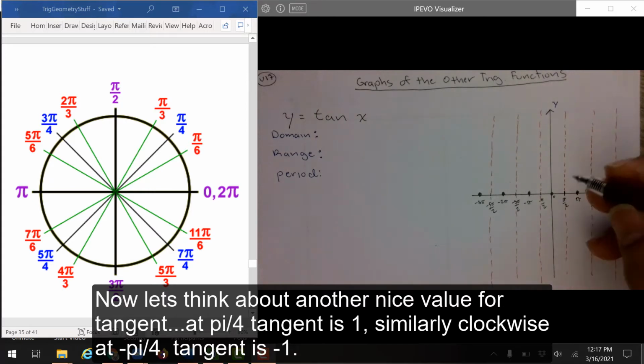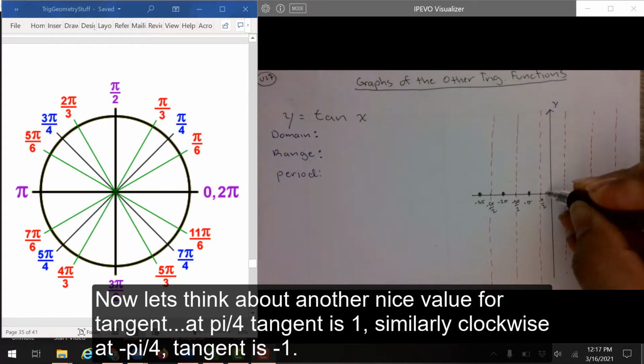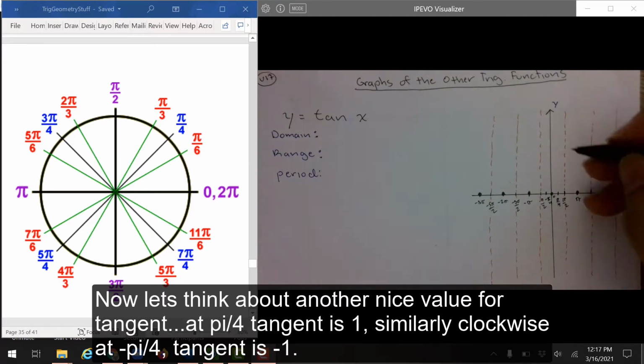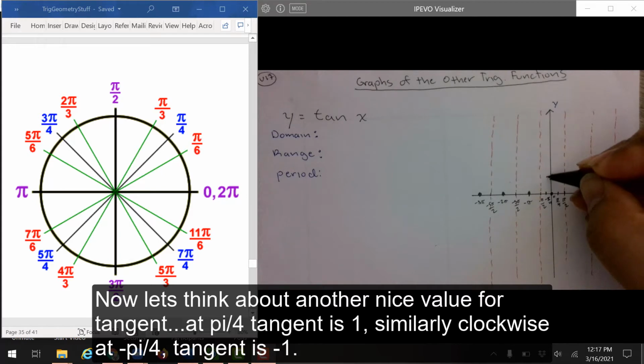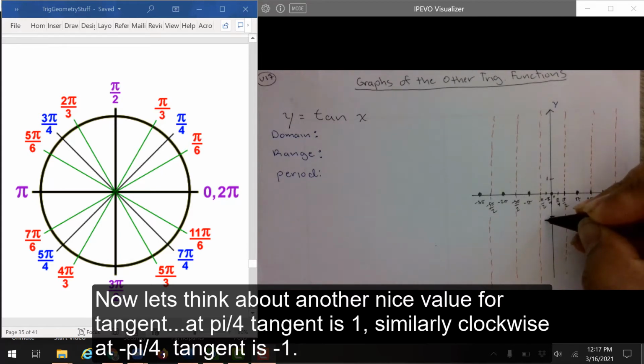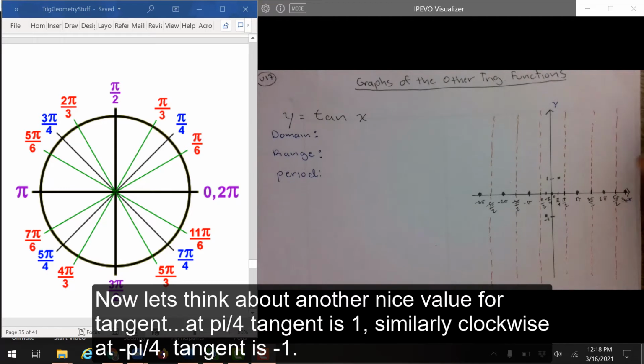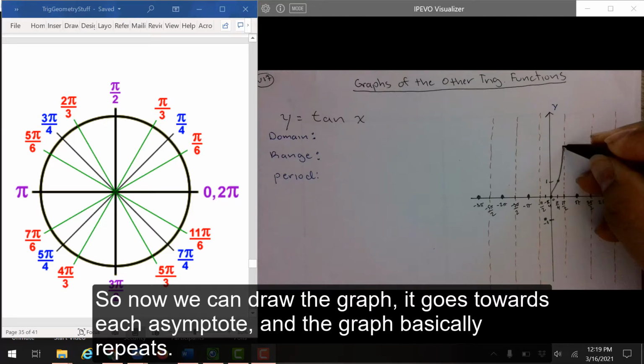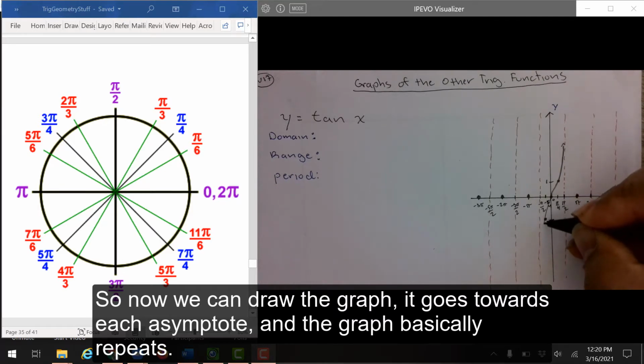Now let's think about another nice value for tangent. At pi over 4, tangent is 1. Similarly, clockwise at negative pi over 4, tangent is negative 1. So now we can draw the graph. It goes towards each asymptote, and the graph basically repeats.